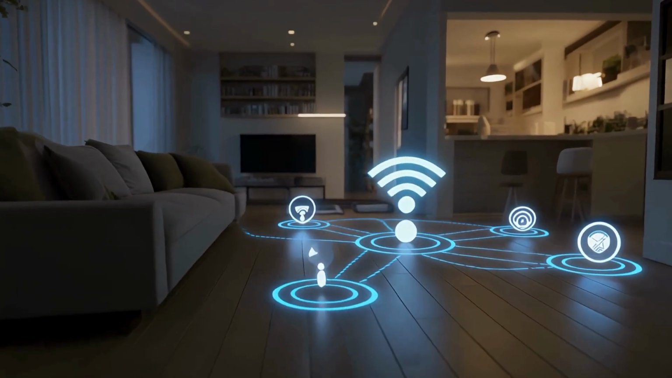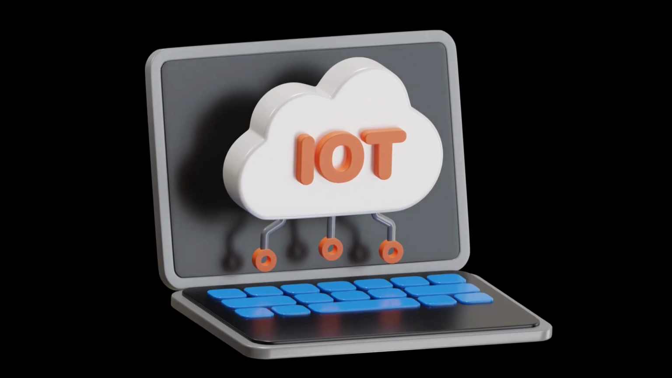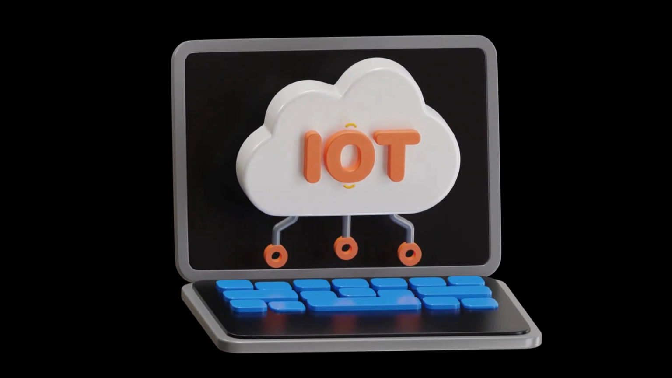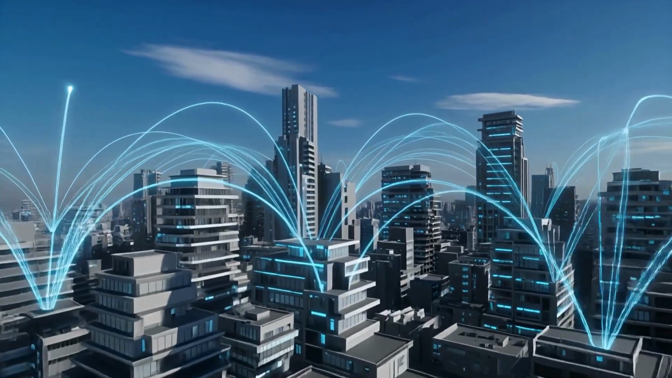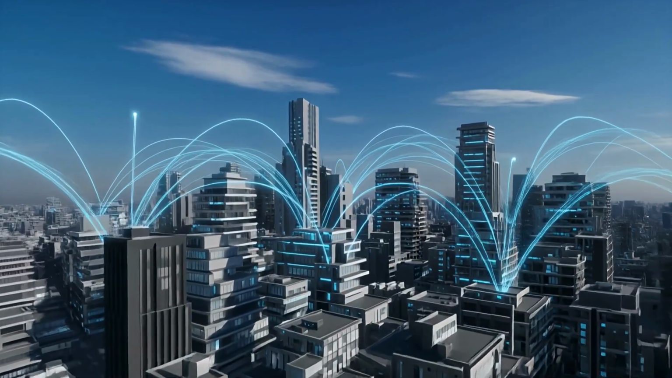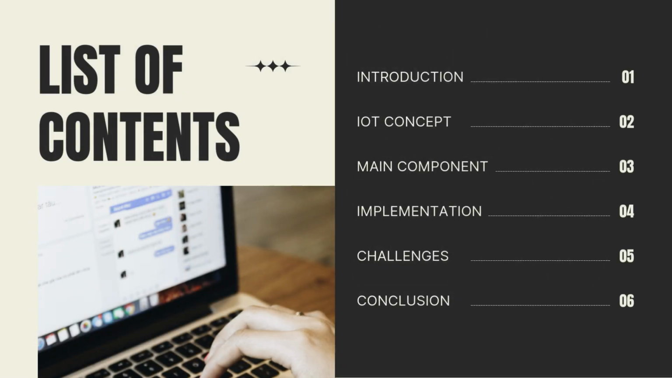Imagine a world where everyday objects can think, sense, and communicate. From smart homes to intelligent healthcare systems, technology is transforming how we live and work. This transformation is made possible by one powerful concept, the Internet of Things. In this video, we will explore the basics of the Internet of Things, its core components, real-world applications, challenges, and future impact.